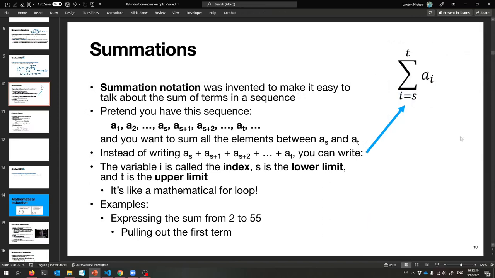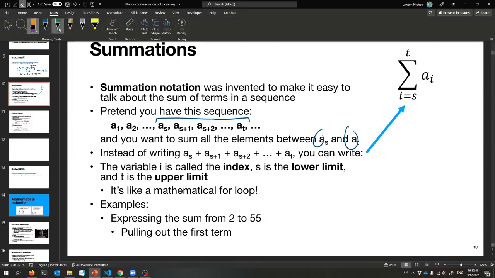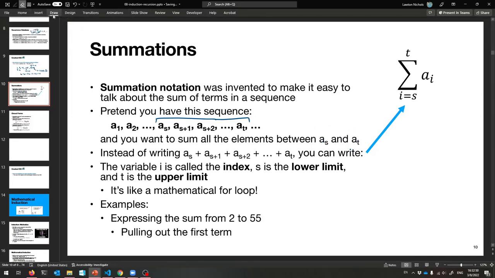Okay, so let's pretend we have this sequence, A1, A2, it's got some elements, AS, AS plus 1, AS plus 2, all the way to AT, and we care about summing all the elements between AS and AT, so part of that sequence, just from here to here. That's all that we want to sum together. We want to figure out what that sum is. Or we want to give a math problem to somebody: find that sum for me, please. Instead of saying this, because you can totally write it like this, AS plus AS plus 1 plus AS plus 2 plus ellipses plus AT, that gets the point across.